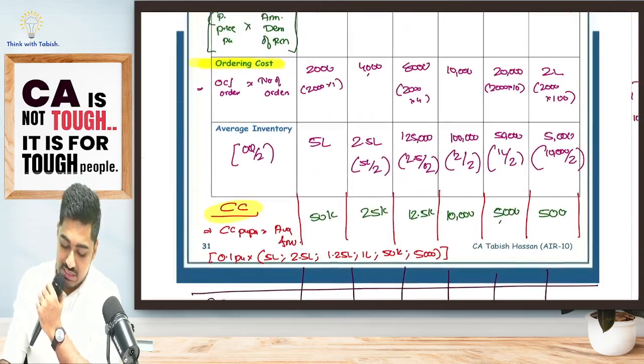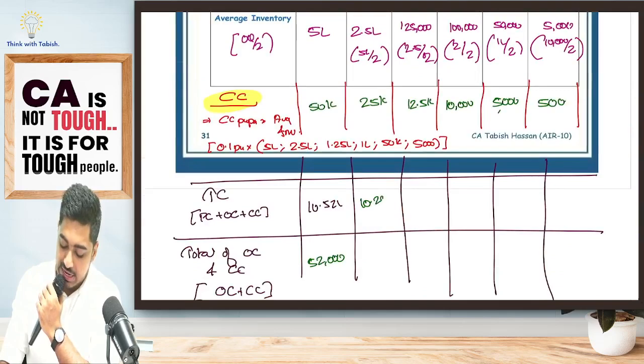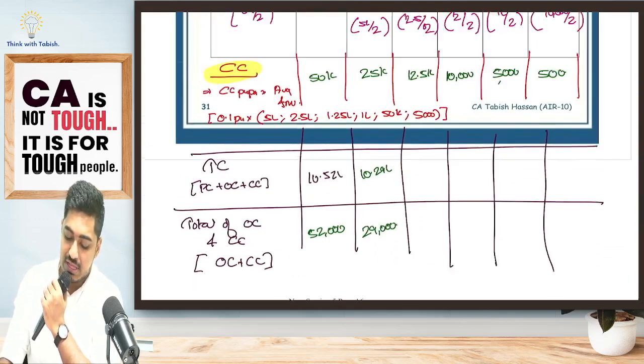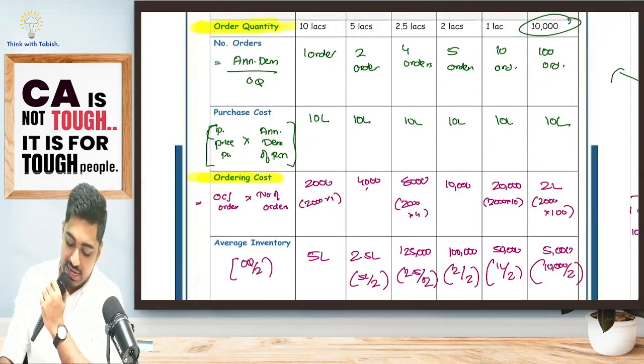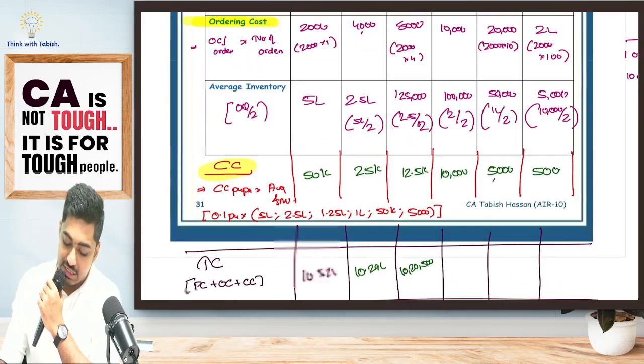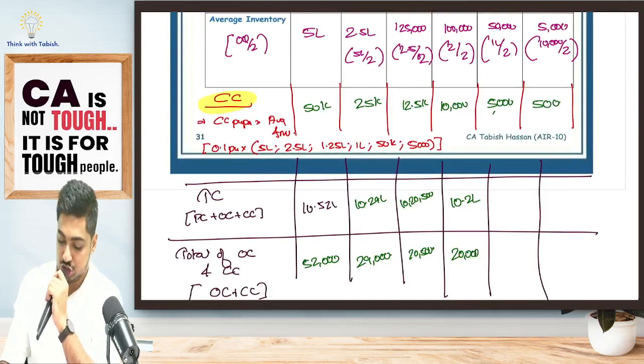Second option, can you guys tell me how much it is? 10 plus 4 plus 25. 10 lakh 29,000. This is 29,000. Third one, 10 lakh plus 8 plus 12.5. 10 lakh 20,500. This is 2,500. Next option, 10 lakh plus 10,000 plus 10,000. 10.2 lakh. This is 20,000.